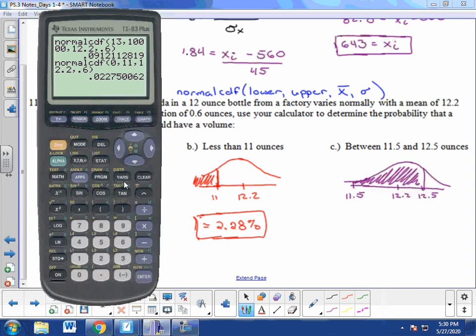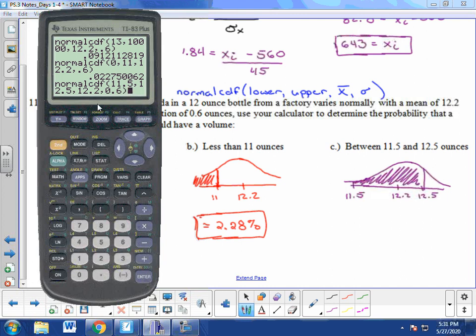So I'm going to hit second, variable statistics, the second option, normal CDF. My lower bound this time is 11.5, the furthest to the left I'm going. The upper bound is 12.5. My mean is my third value that I'm putting in, which is 12.2. And my standard deviation is my fourth value, 0.6.